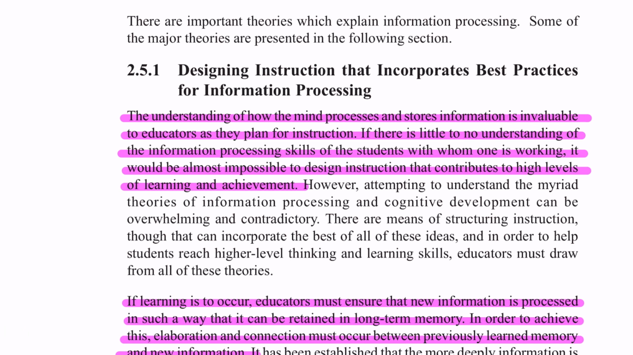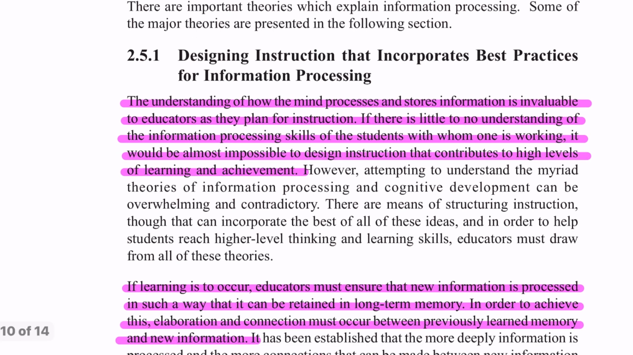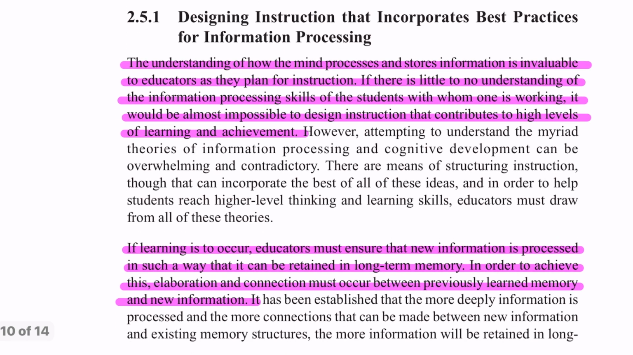Now we'll discuss theories of information processing. So that is 2.5. First is designing instruction that incorporates best practices for information processing. Why is it important to understand how we learn, how we process, how we retrieve? Because you can use that in any learning place like schools. So how you instruct your children, how you incorporate these kinds of things, so that they can learn in a better manner.